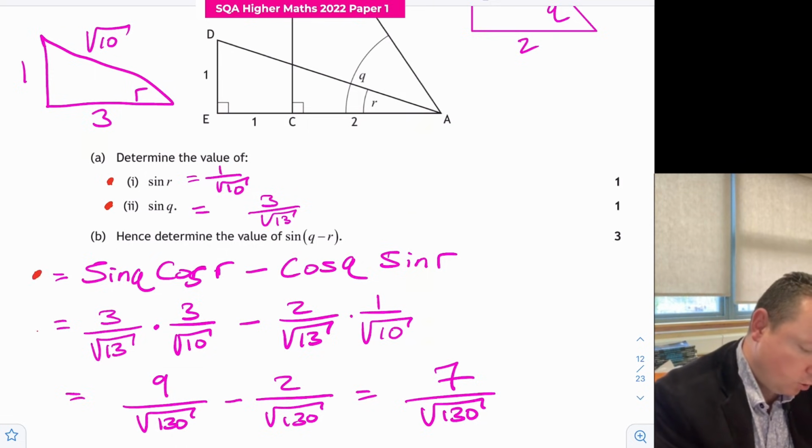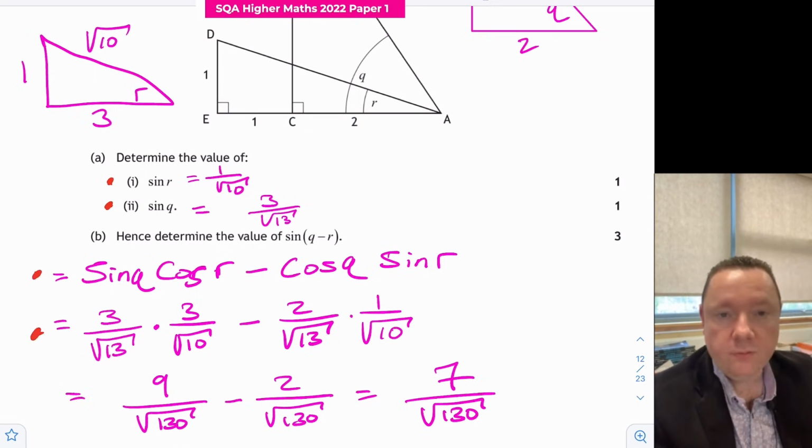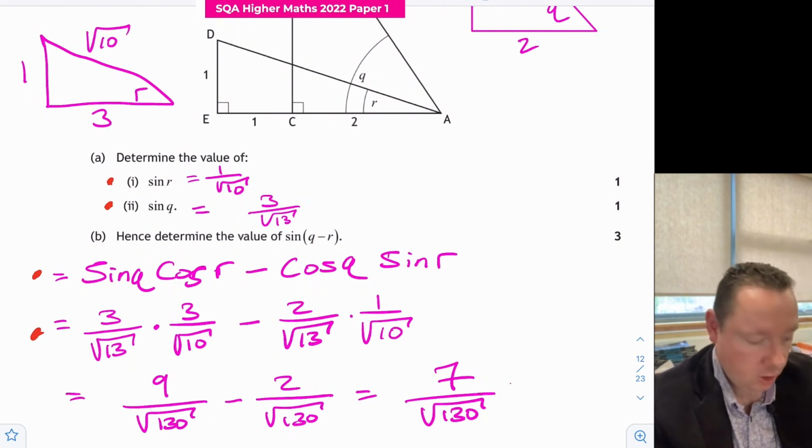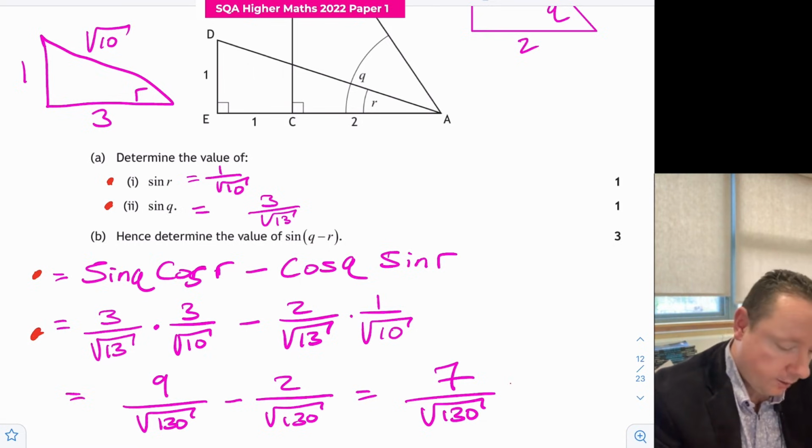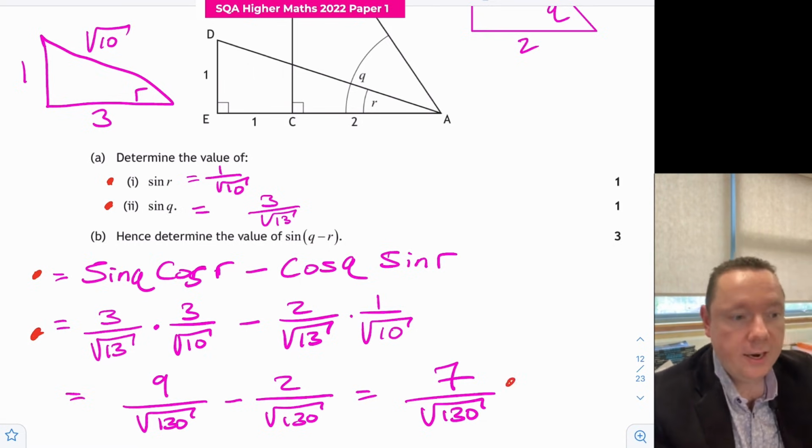So there's marks 1 and 2. Substituting in 3 over root 13, 3 over root 10 minus 2 over root 13 times 1 over root 10 is your second mark, and then your final mark, obviously, for working it out is 7 over root 130. So there's your final mark there.